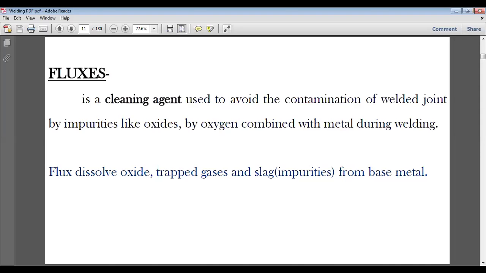Either they take away oxides, or they break oxides and other trapped gases in welding, and other impurities, carbon and other dust, foreign metals. So fluxes are the cleaning agents, basically having two uses.